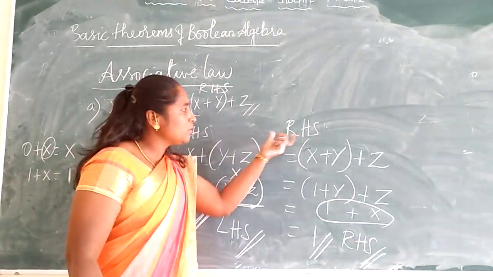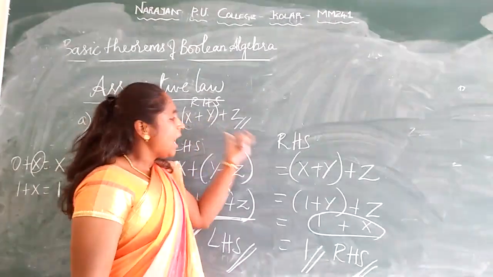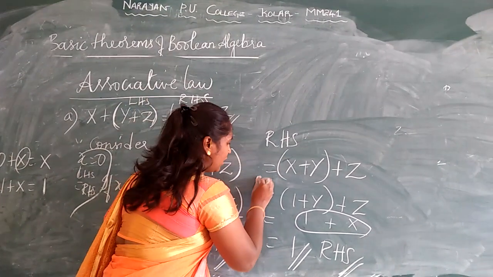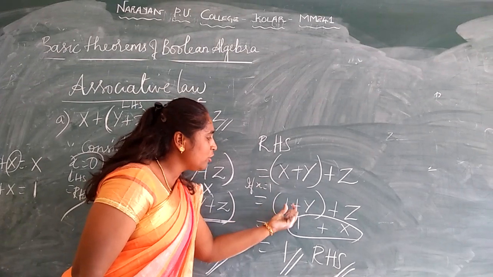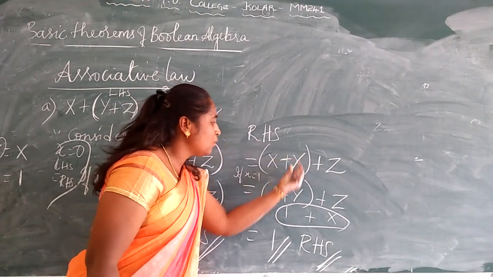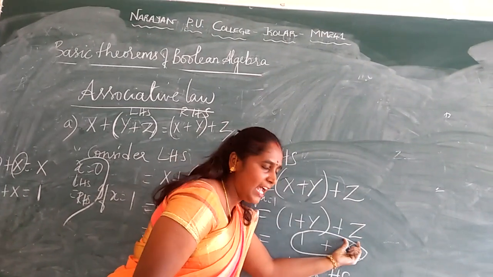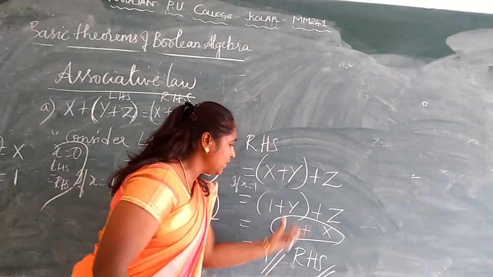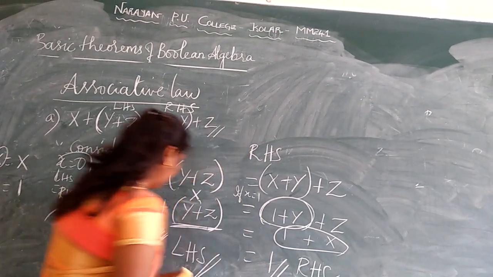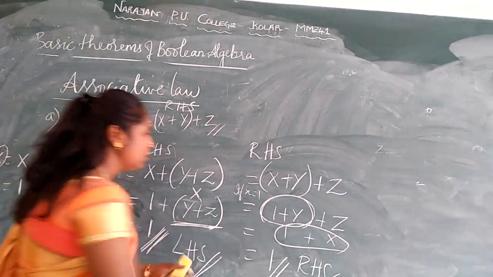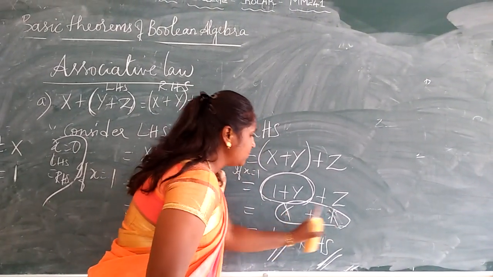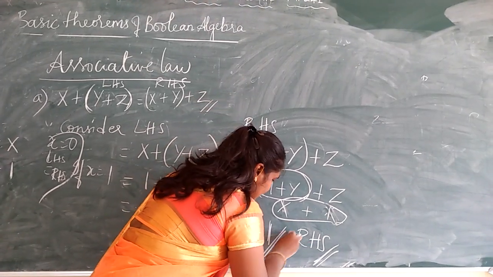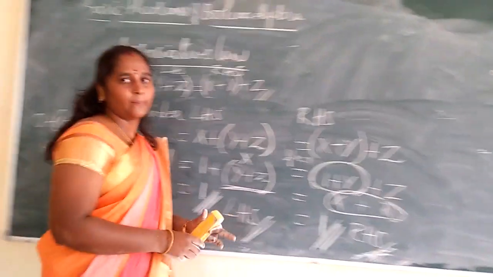Second, you substitute for your RHS. When you substitute x equals 1, in place of x you substitute 1, with y and z as they are. 1 plus y, as I have already told, holds the value of x, and z holds the value of x. So 1 plus x is nothing but 1, that is nothing but your RHS.